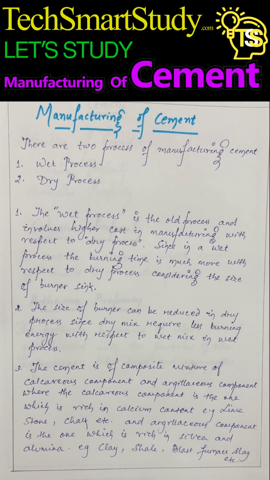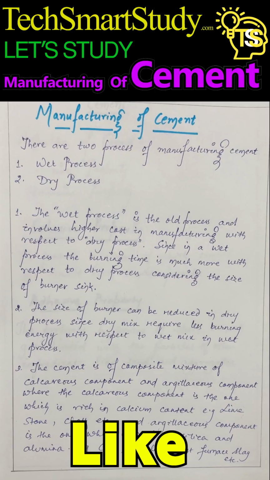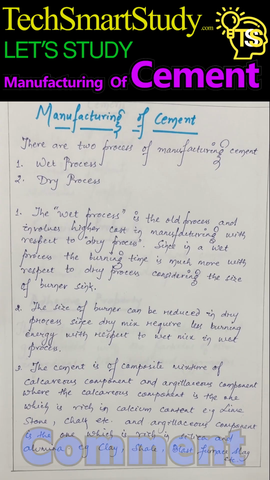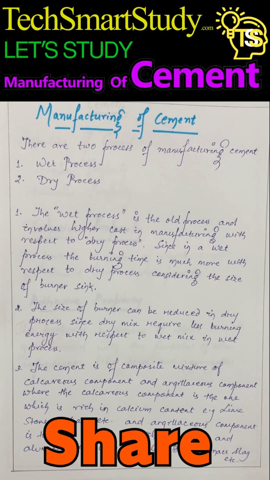Today let's study about manufacturing of cement. There are two processes of manufacturing cement. First one is wet process, second one is dry process. The wet process is the old process and involves higher cost in manufacturing with respect to dry process, since in wet process the burning time is much more with respect to dry process, considering the size of burner sink.